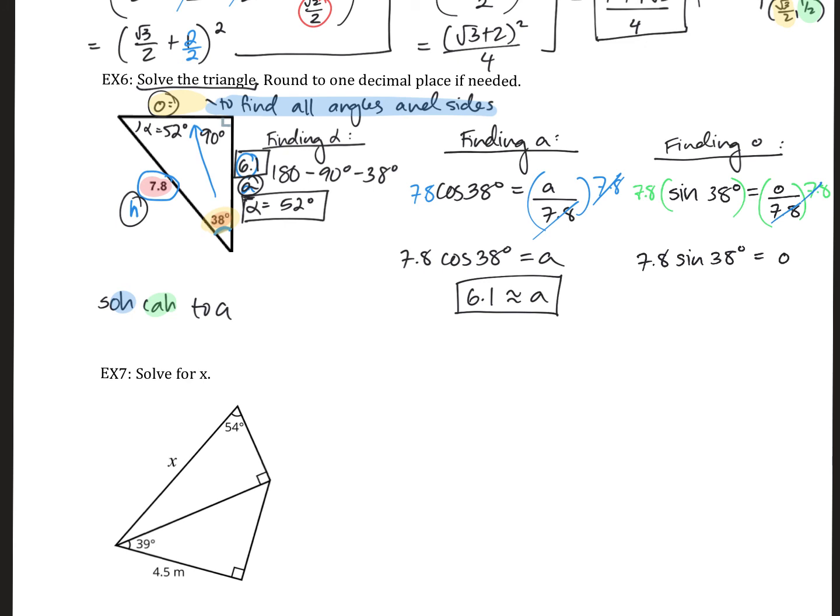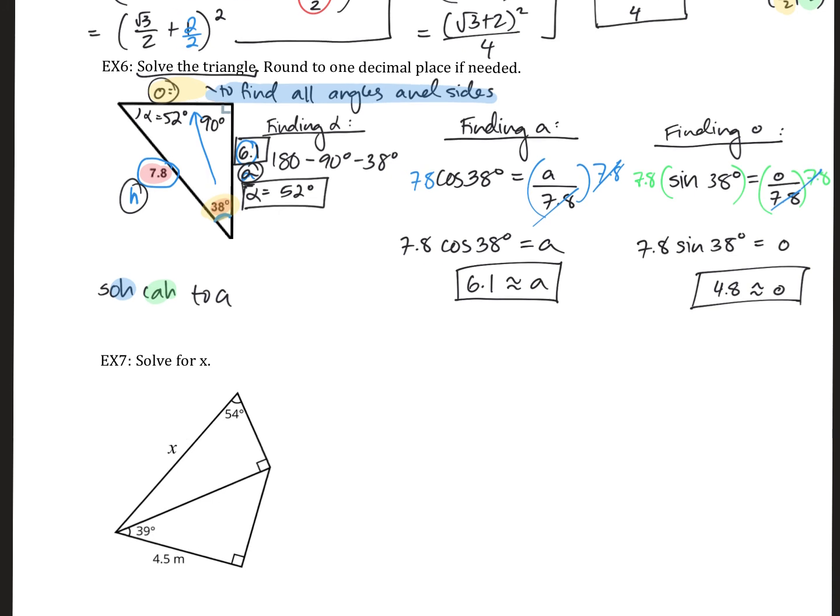Okay, so plugging that into the calculator, O is going to be about 4.8. And there we go, we're done. So notice, there are multiple ways to find all these sides. I just decided to use cosine and sine. You could have used tangent, or you could have used the Pythagorean theorem. So there are definitely multiple ways of doing it.